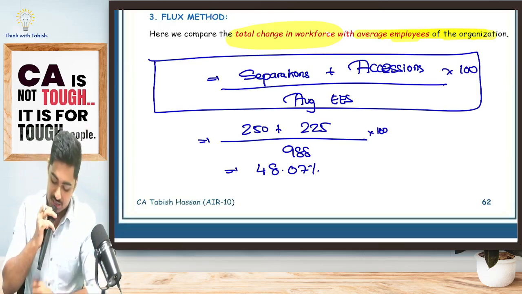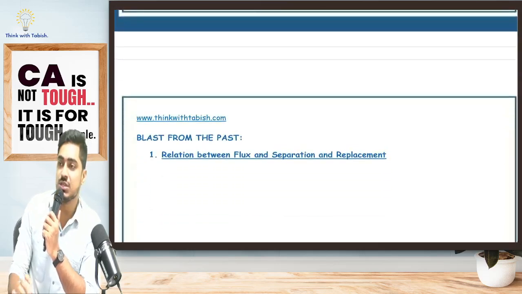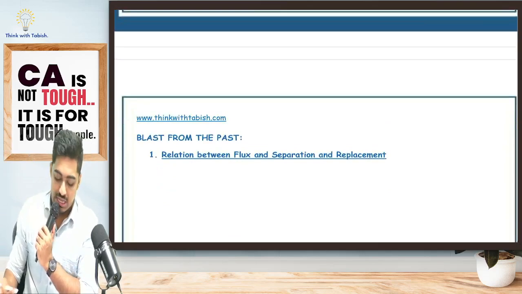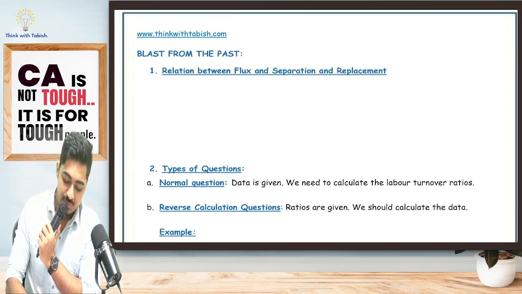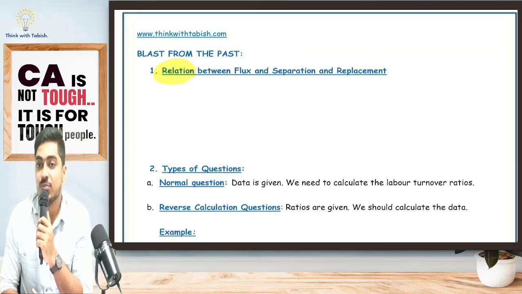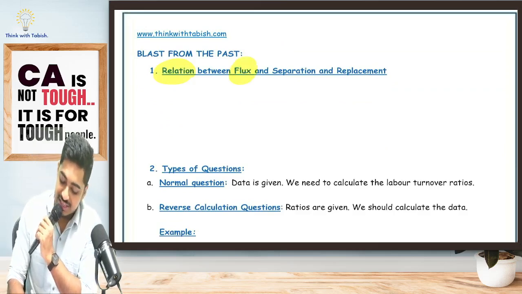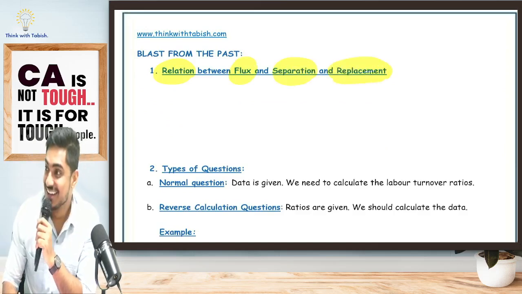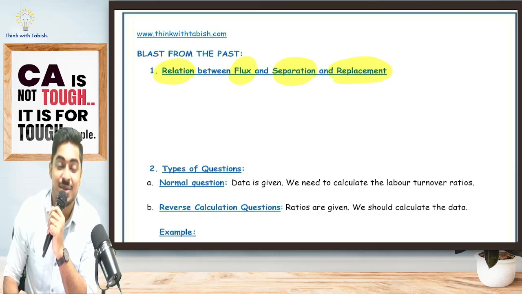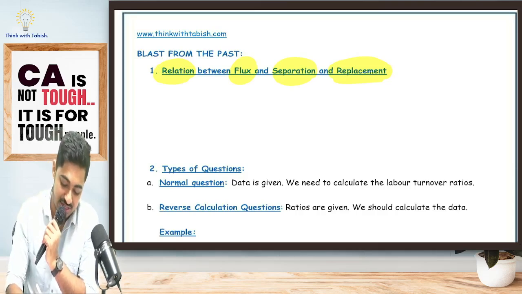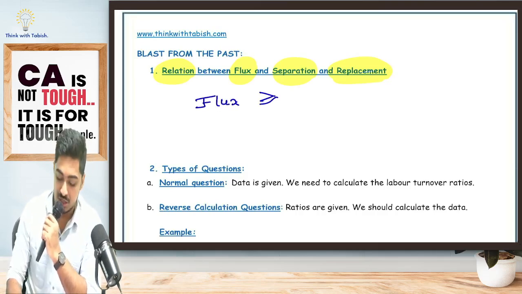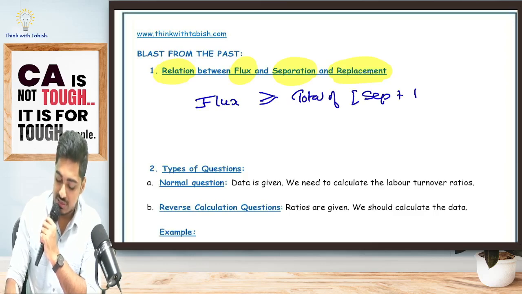Okay, sir. Now understand, the concept is over. Based on some more points, we'll start solving questions. Nothing was there, it was just the concept. Now the relationship, this is what we want. Between flux, separation and replacement. What is the relationship? Look at this, students. Flux is always going to be greater than or equal to the total of separation plus replacement.